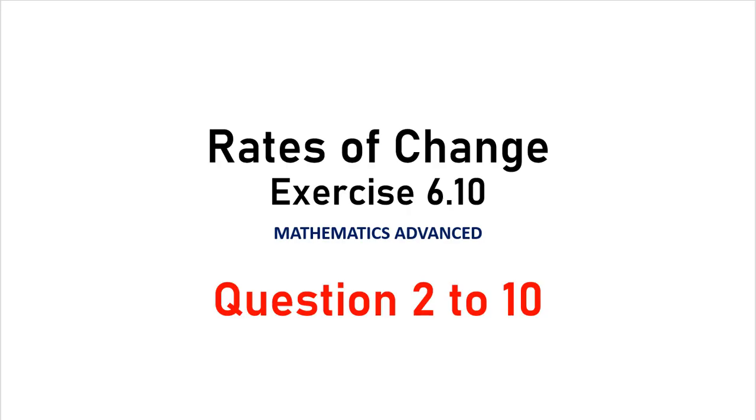Hi class, in this video I want to go through questions 2 to 10 from exercise 6.10, the rates of change. Question 1, I'm skipping over because it's mainly differentiating different types of functions. Hopefully you can get those. Please send me a message if you need help with any, but here are pretty much the solutions for question 2 through to question 10.